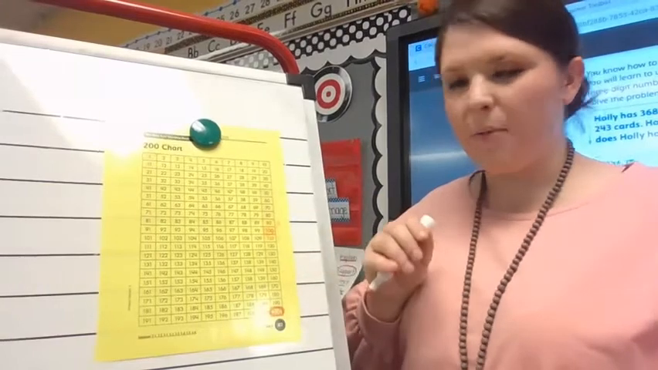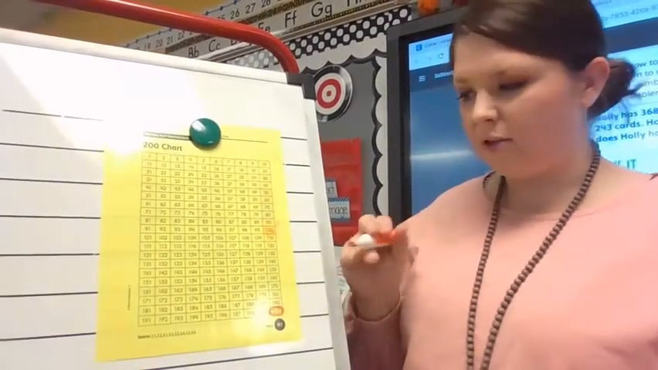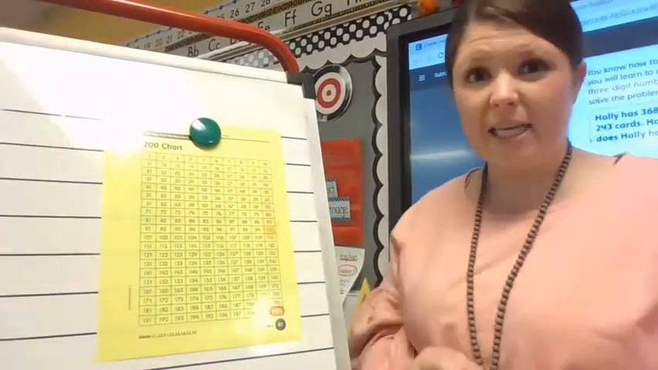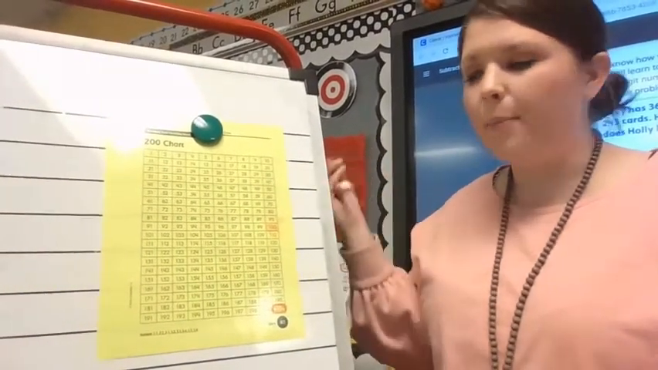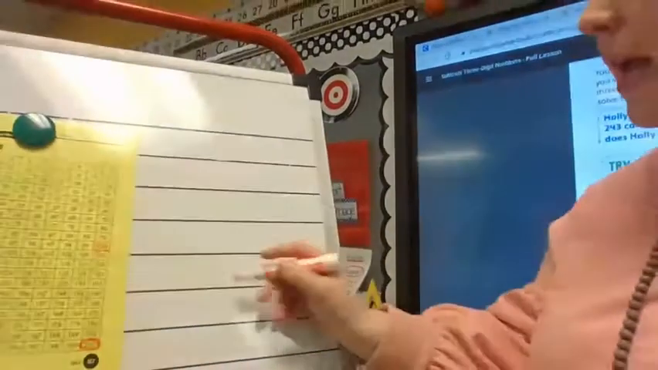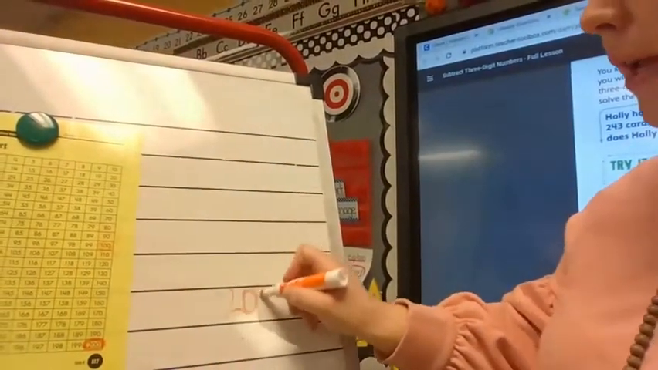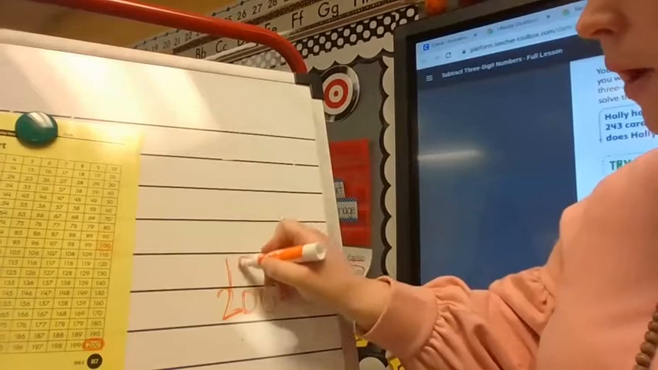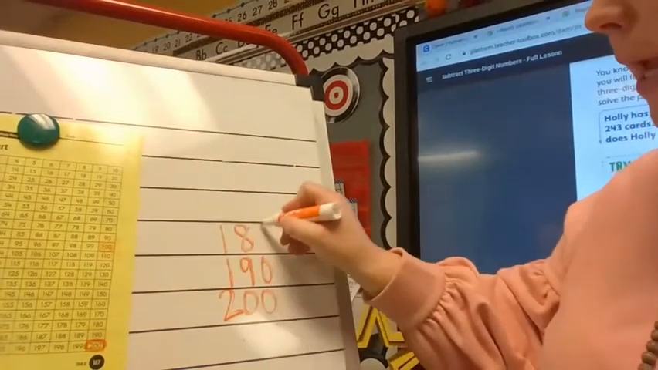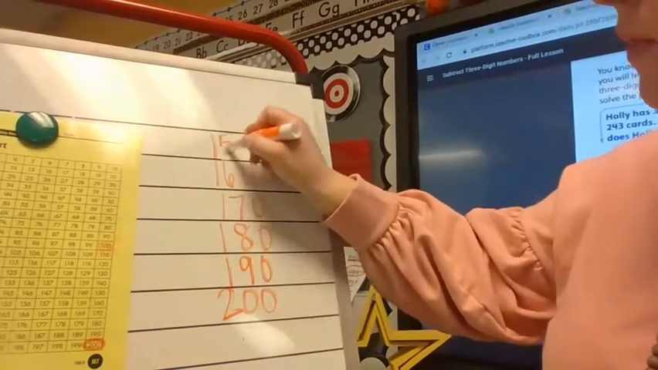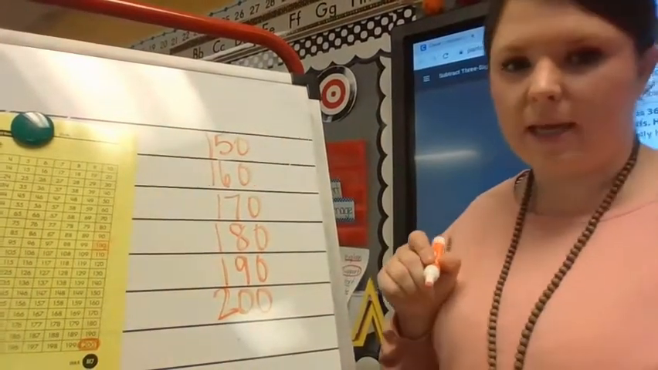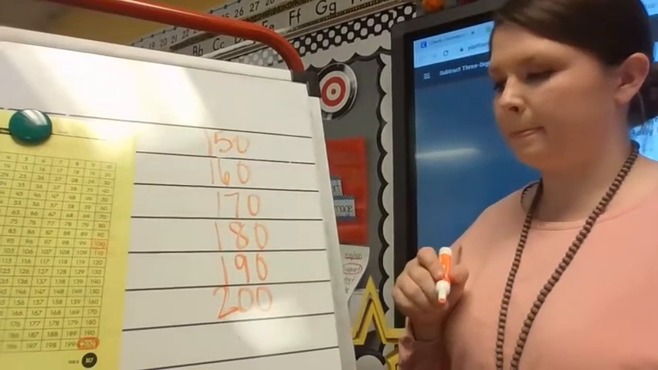10 less than 160? 150. Are you noticing that pattern? Remember, we've talked about those patterns a lot when we were adding 10, but it's the same when we're taking 10 away. What pattern are you noticing in 200, 190, 180, 170, 160, 150? What pattern are you noticing in these numbers?